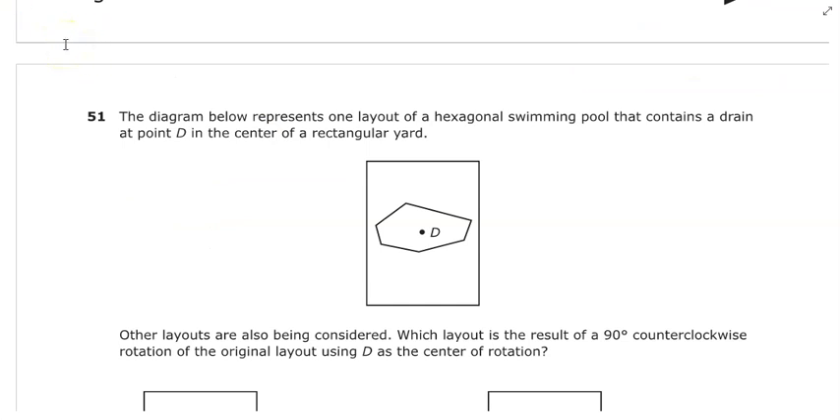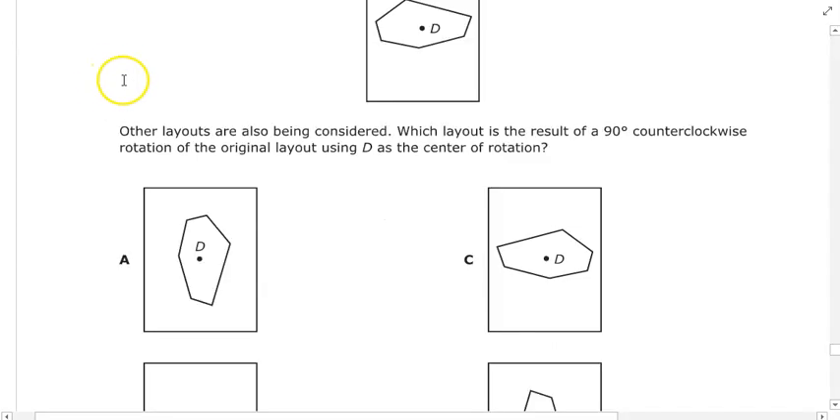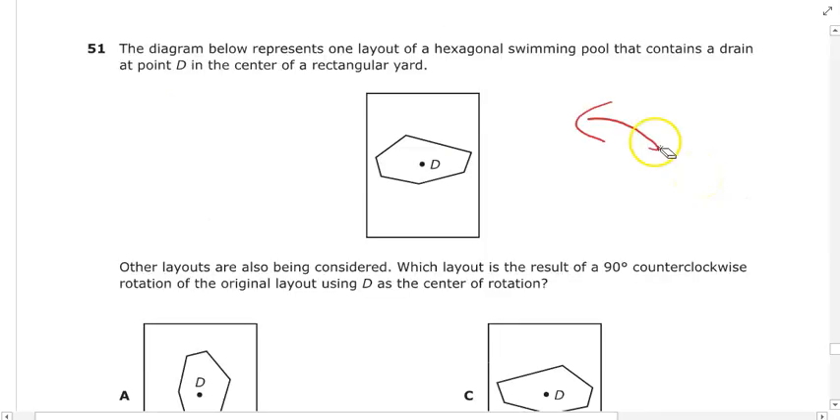All right, the diagram below represents the layout of a hexagonal swimming pool that contains a drain at point D in the center of the rectangular yard. Other layouts are also being considered. Which layout is a result of a 90 degrees counterclockwise rotation of the original layout of D? The way that the hands on a clock go is clockwise, the other direction is considered counterclockwise. So I need to do 90 degrees or 1/4 of a rotation counterclockwise.